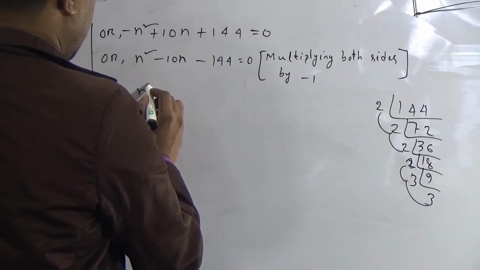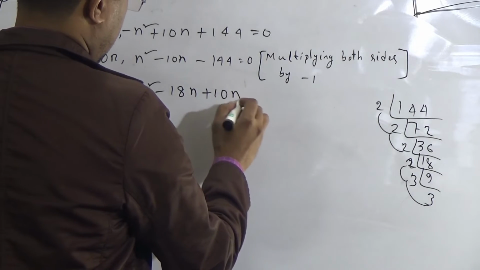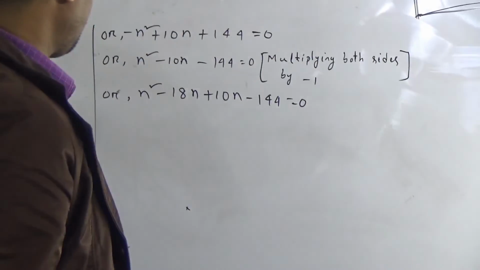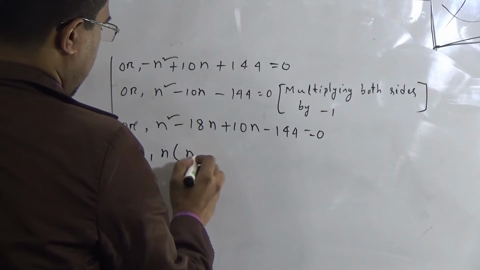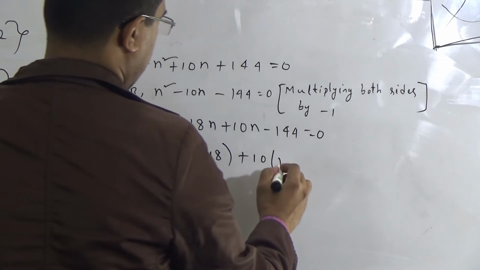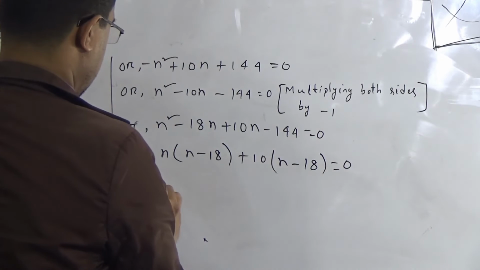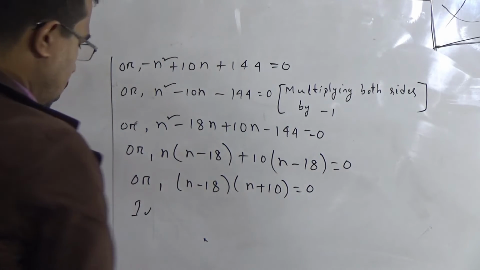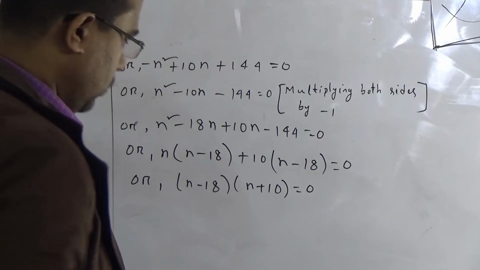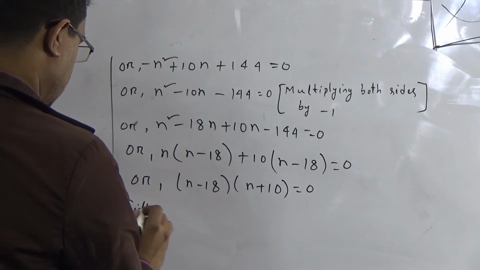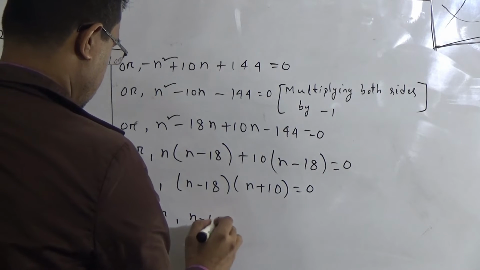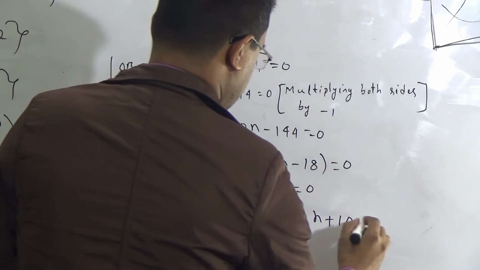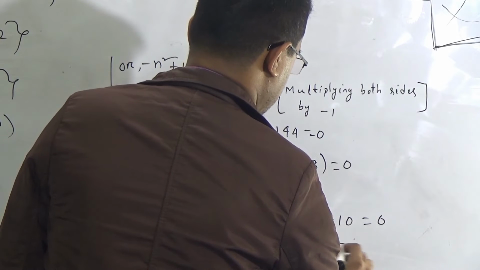So here we can write n square minus 18n plus 10n minus 144 equal to 0, or n into n minus 18 plus 10 into n minus 18 equal to 0, or n minus 18 into n plus 10 equal to 0. Either n minus 18 equal to 0, therefore n equal to 18, or n plus 10 equal to 0, therefore n equal to minus 10.